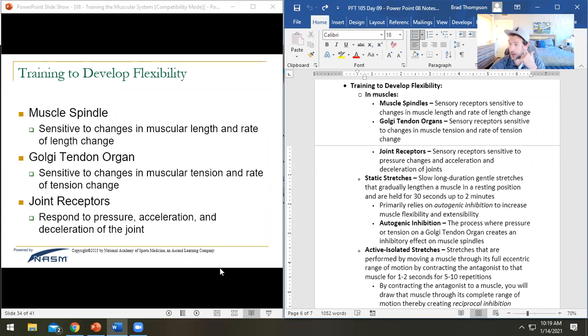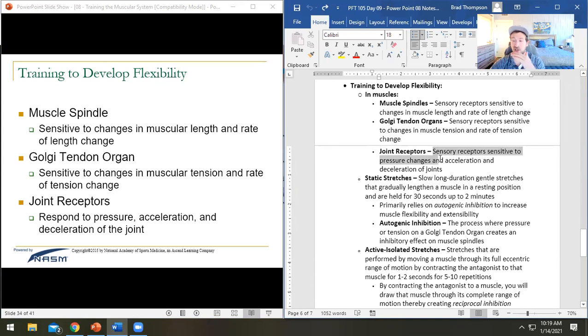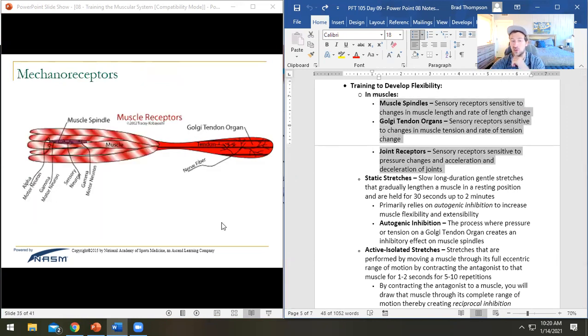So your brain is using muscle spindles, which are sensitive to changes in length and rate of length changes, Golgi tendon organs, which are sensitive to changes in tension and rate of tension changes, and joint receptors, which are sensitive to pressure, acceleration, and deceleration of your joints. They are using these three things to understand what position your body is in.